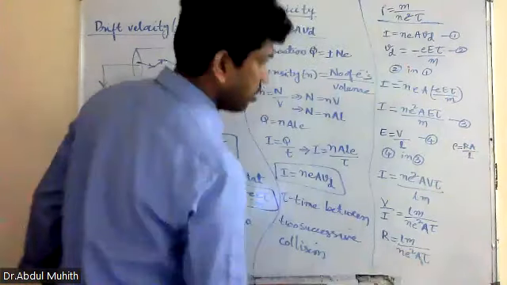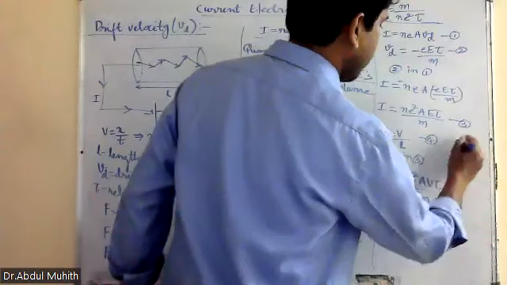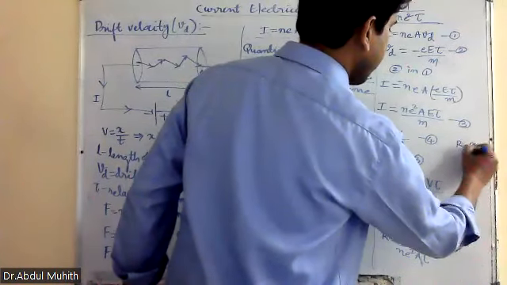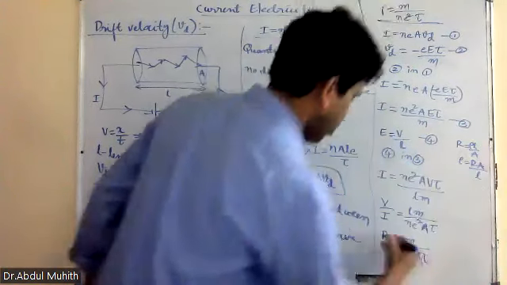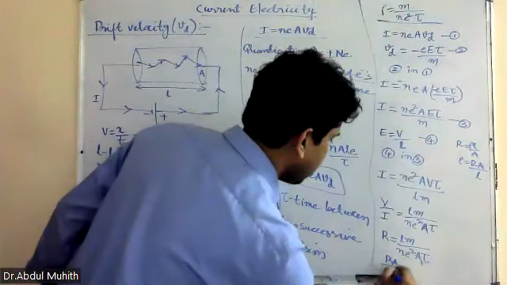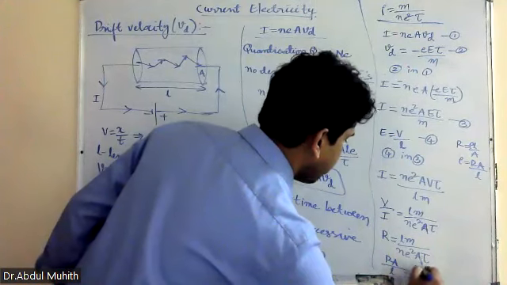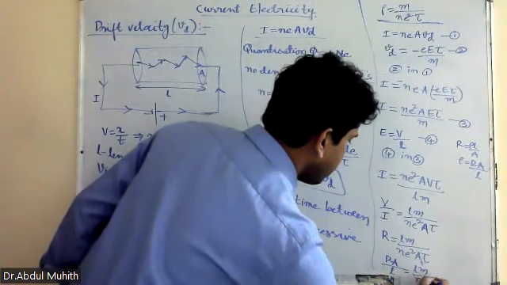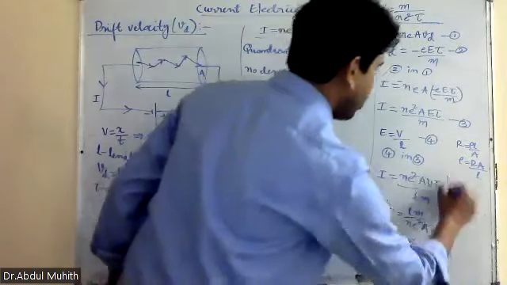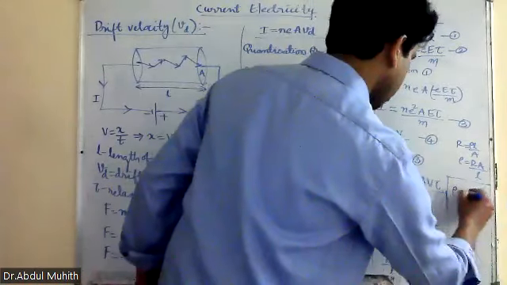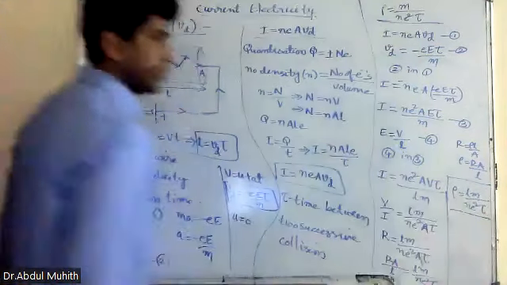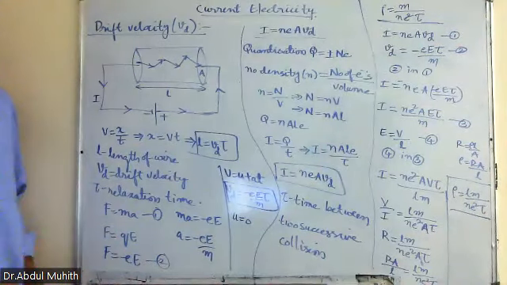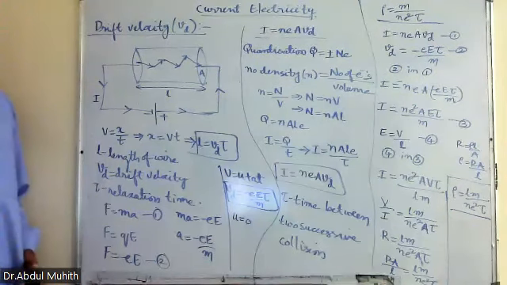So we'll cross multiply. Wait. R is equal to rho into L by A. Rho is equal to R into A by L. Okay, so if you cross multiply this, R into A by L will become L by L into m by N E square into tau. So the formula is now rho is equal to L into m by N E square tau. This is the next formula. Is that clear? Is this clear all of you?